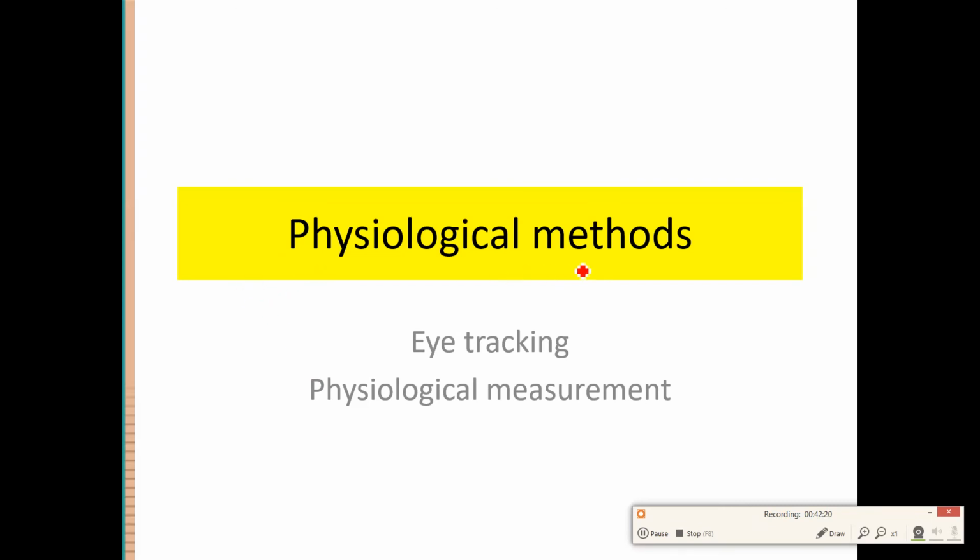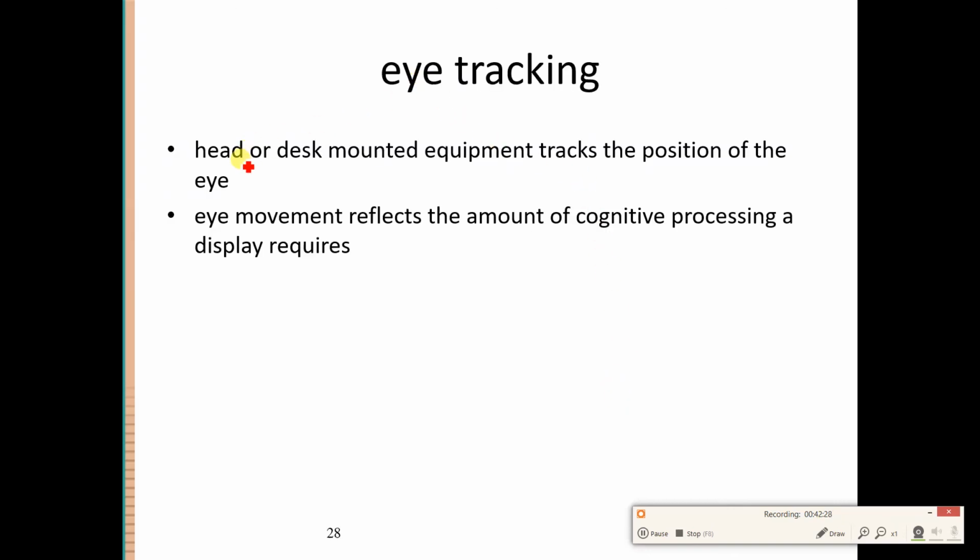Now there are some psychological methods for evaluation, for example eye tracking and psychological measurement. What is eye tracking? Head or desk mounted equipment tracks the position of the eye. When the user is using the system, we monitor where the user's eyes are focused and where they are looking. Maybe the screen has multiple sections, so we monitor which section the user is focusing on more, or where the user is spending most of the time. Though this technique is a bit difficult, it is being used in some evaluations.